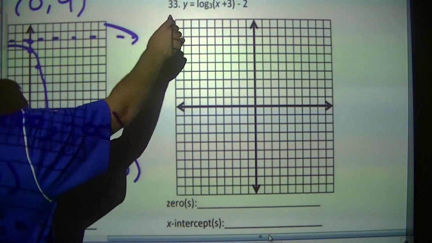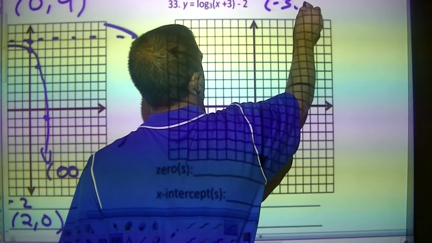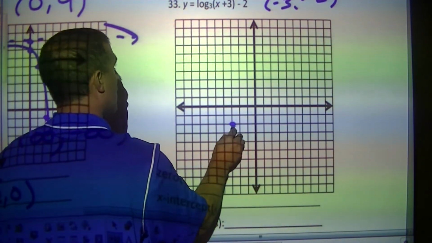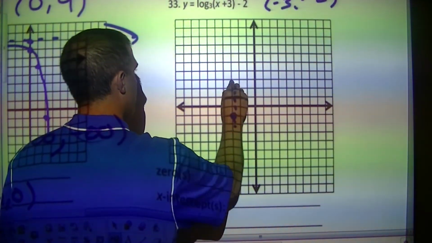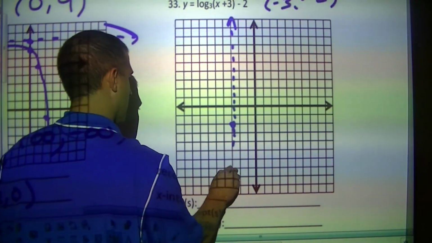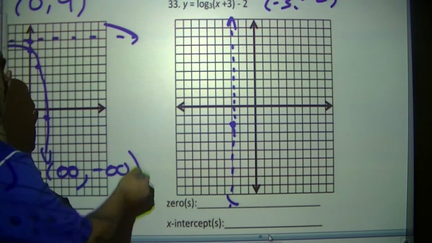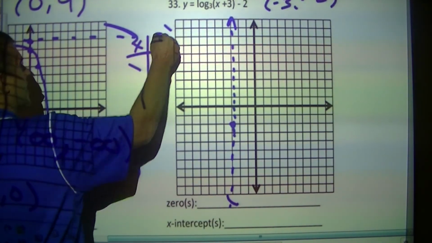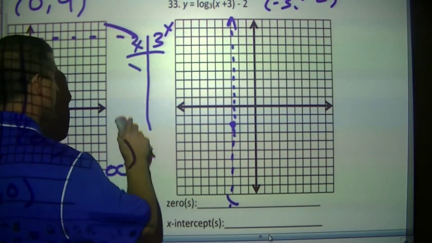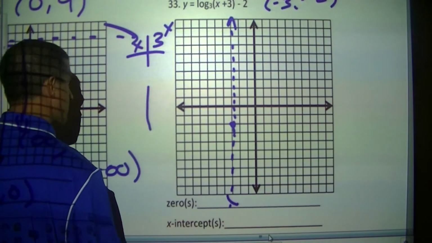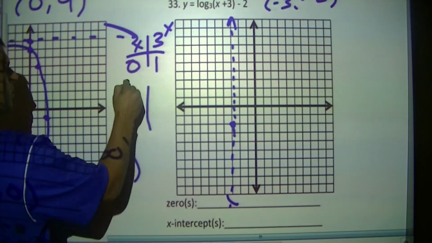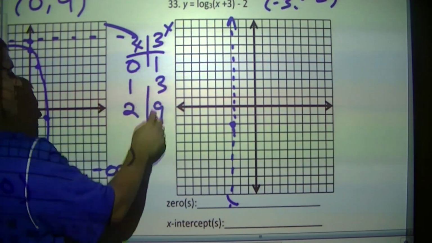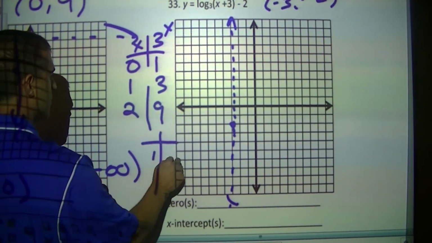Okay, the anchor here is going to be -3, -2. It's going to have a vertical asymptote through it. Since I'm using x and 3 to the x, that's going to be 0, 1; 1, 3; 2, 9. Since it's the inverse, though, I'm flipping those around.